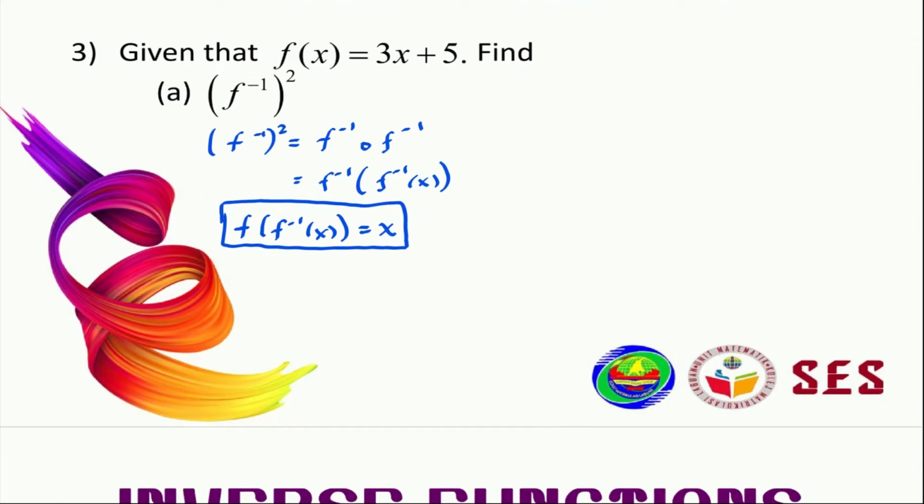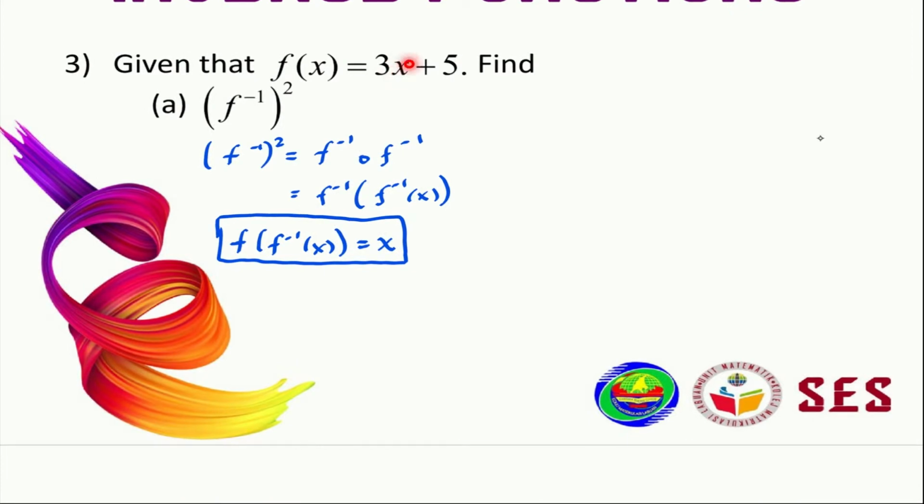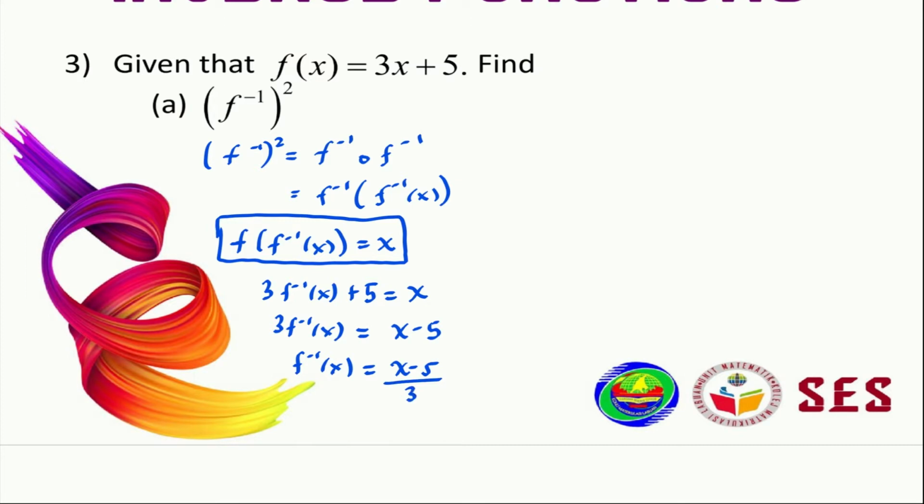So we are replacing this x here with f inverse and rearranging so that we get f inverse as the subject. So basically it should be 3 times f inverse x plus 5 equals x. Rearranging this, we get 3 f inverse x equals x minus 5, and f inverse x equals x minus 5 over 3.